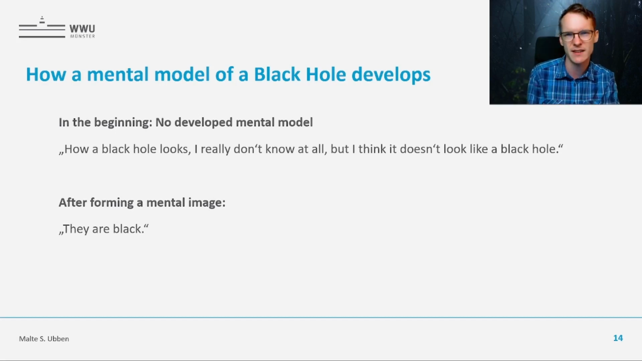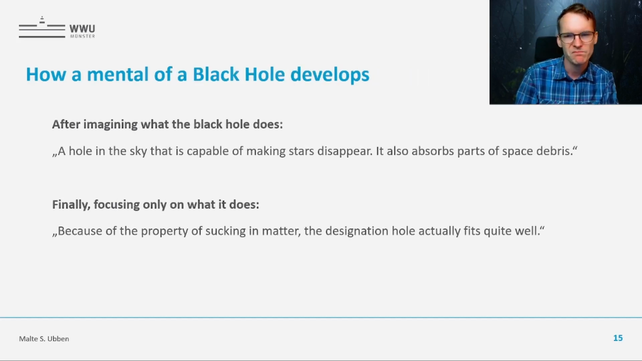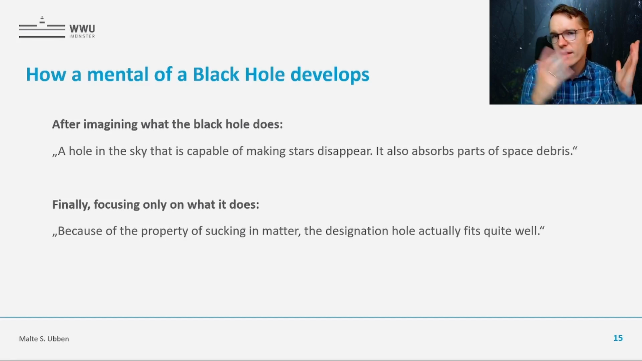So that's the start. And then you perhaps form an image in your head, and then you say, okay, black holes are black. I know that. So that's the first step in the mental model development. And then they might think about, what does it do? It might attract things, it might grow, it might shrink, I don't know. So then they say stuff like: a hole in the sky that's capable of making stars disappear. It also absorbs part of space debris. So that might be one of the more developed mental model types.